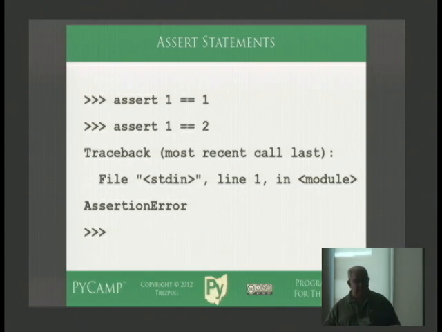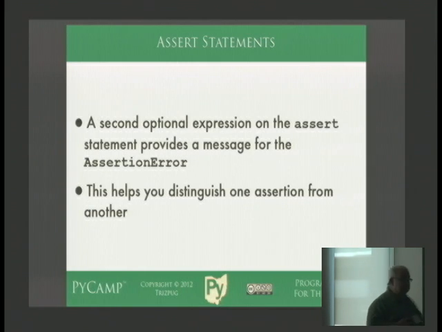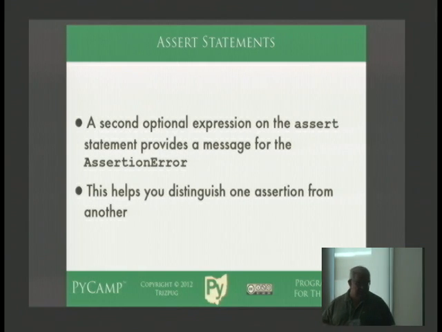If we were running this in a program, it would halt the program. And the traceback tells us where in our program the assertion error occurred. So we can also provide a second optional expression to the assert statement that provides a message for the assertion error. Our first example did not provide any message, and this helps you distinguish one assertion from another in your code if you have many assert statements.